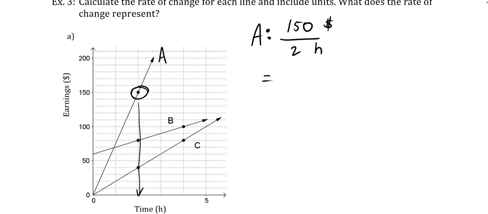Anybody have their calculator handy? Should have it out. So $75 per hour. That's pretty good money. $75 per hour is pretty good. That might be like a plumber or an electrician or something like that. Doctor probably makes that much money.